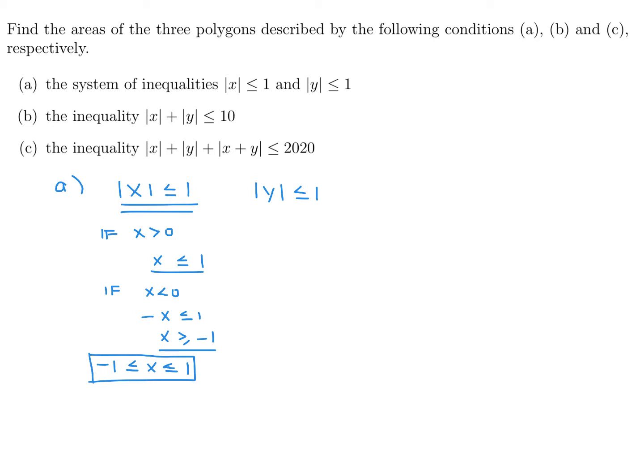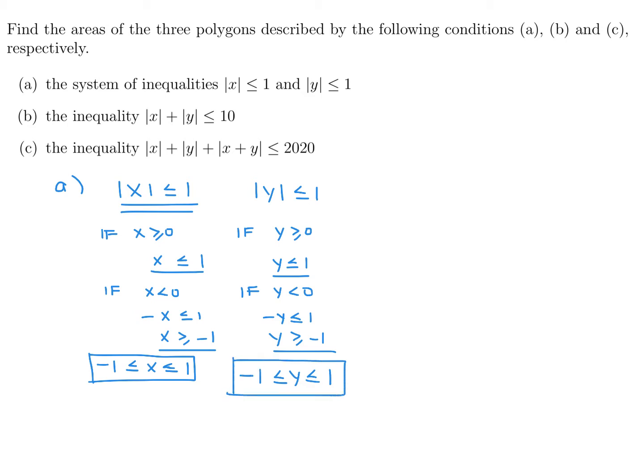All right? So in an almost identical way, this is the same. If the absolute value of y is less than or equal to 1, that means that if y is greater than or equal to 0, you can put in greater than or equal to just to make it complete, y is less than or equal to 1. If y is less than 0, then negative y is less than or equal to 1, and that means that y is greater than or equal to negative 1. So again, combining this and this, y is between negative 1 and 1. So pretty much the same thing, right?